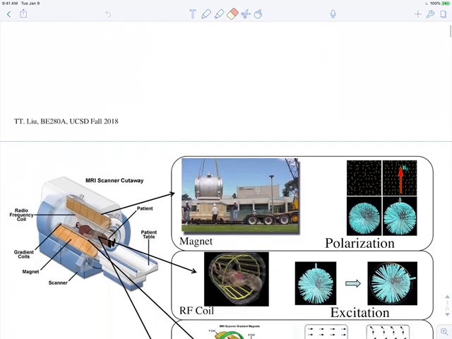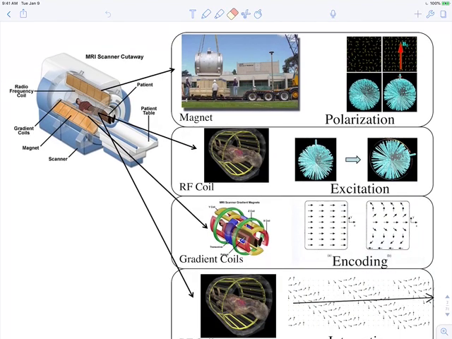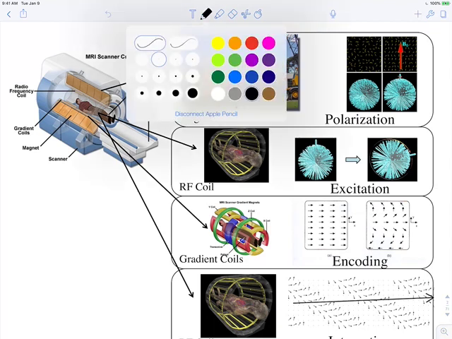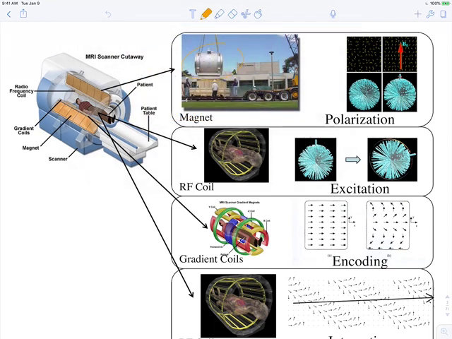All right, so let's just recap where we are. What we have here is a picture of an MRI scanner, and the main parts are this big magnet here. This is a picture of a magnet being lifted on a crane, being put into our center. The purpose of that magnet is to create polarization.